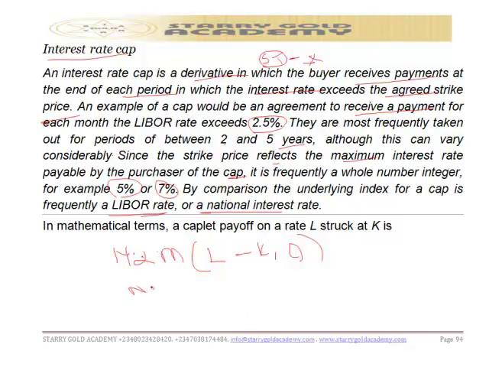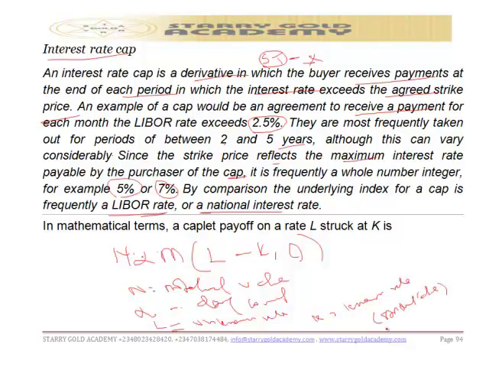N is the notional value. The alpha is the day count. And L is the unknown rate. L is what? Unknown rate. And K is the known rate, which is known as the strike rate. That was what I said.